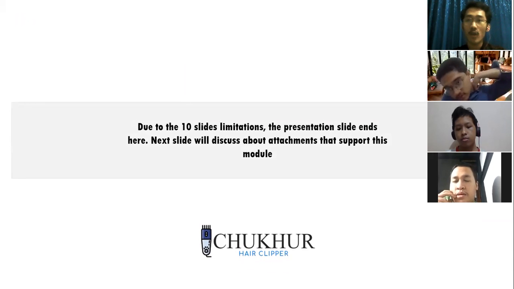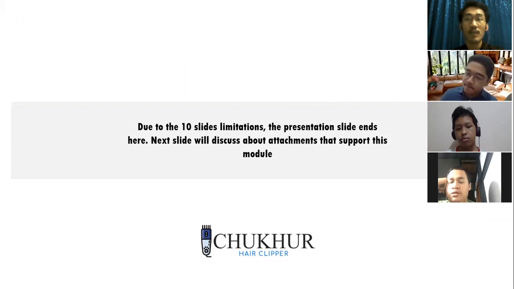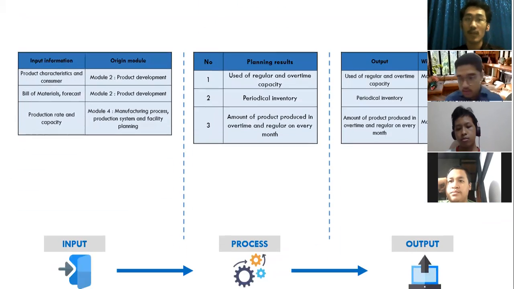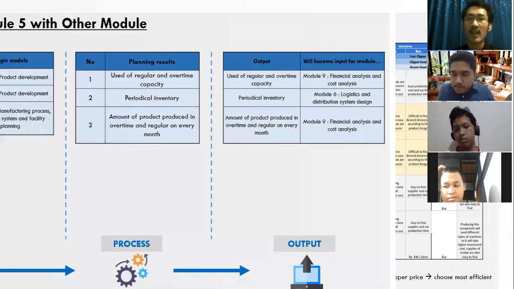That is all from our presentation from group Q7 due to the 10 slides limitation. However, after these slides, there are several attachments that are related to Module 5 of Sales and Operation Planning. The first is about the correlation of Module 5 with other modules. This module gets input from Module 2 and also Module 4 about product development, manufacturing process, production system, and facility planning.